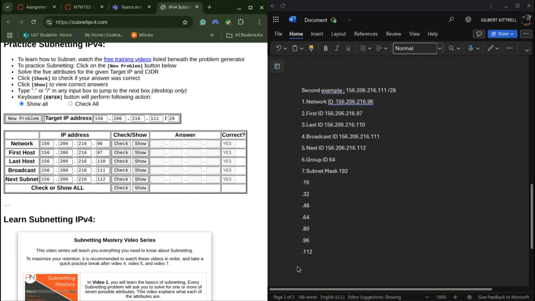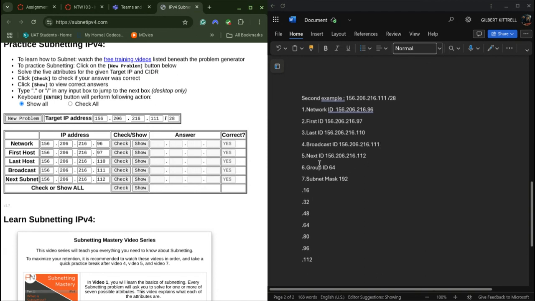So that is between 112 and 0.96, so your network ID is going to be 0.96. Next network is going to be 112. You can see that right there. In order to get your first ID, you add 1 to that 96, you get 97. To get your last ID, I just subtract 2 from your next network, and you get the 110. You subtract 1 from there, and you get your broadcast ID.